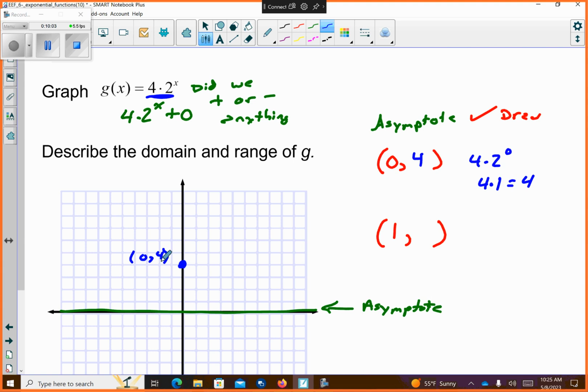Is that good so far? All right, now we'll do the other one in purple. I'm going to plug 1 into my original equation. So I'm going to get 4 times 2 to the first. What is 2 to the first power? 2. What's 4 times 2? 8. So I'm going to get 1 comma 8. 1, 2, 3, 4, 5, 6, 7, 8.